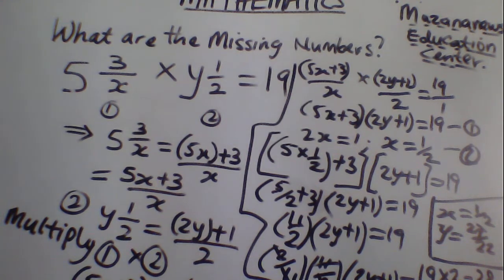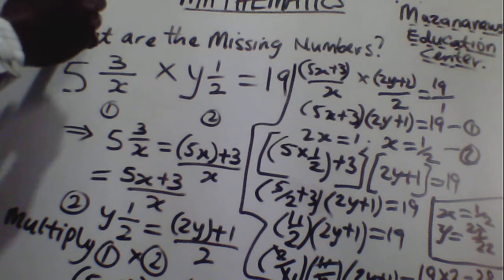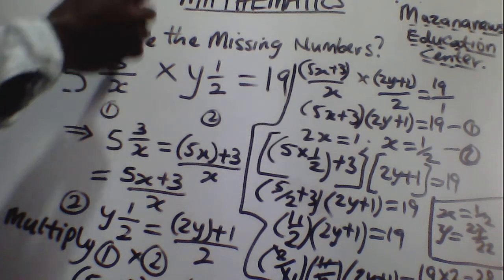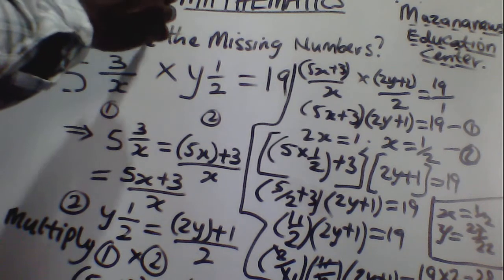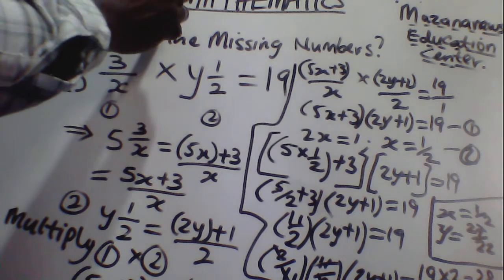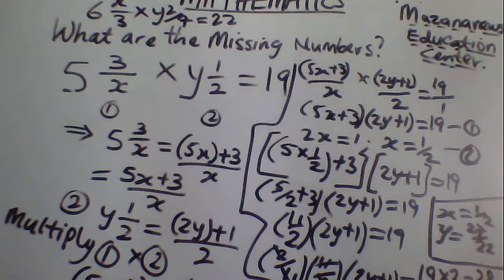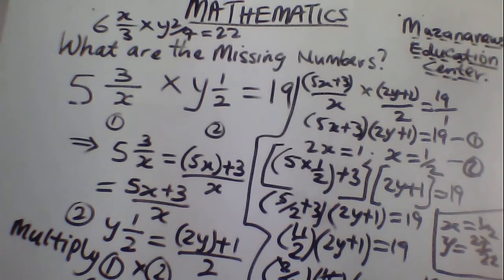You can do this one to see if you understand how to simplify and find the value of any given. If you are given 6 whole number x over 3 times y 2 over 7 is equal to 22. Find the value of x and y. 6 whole number x over 3 times y 2 over 7 is equal to 22. So find the values of x and y.